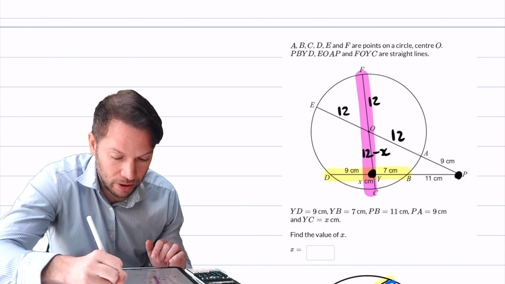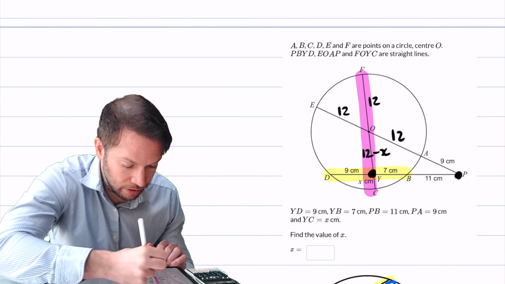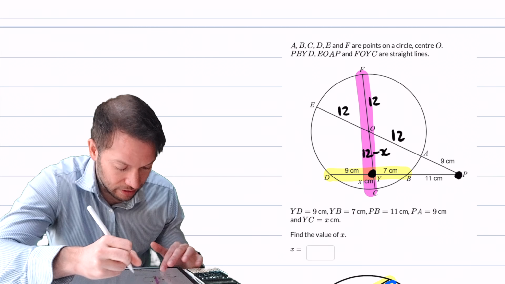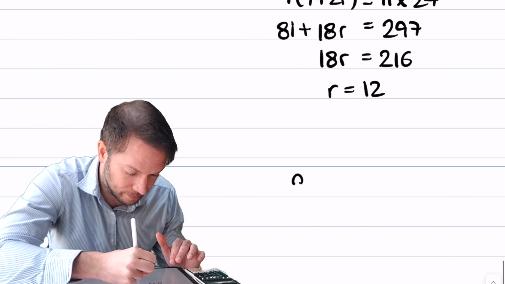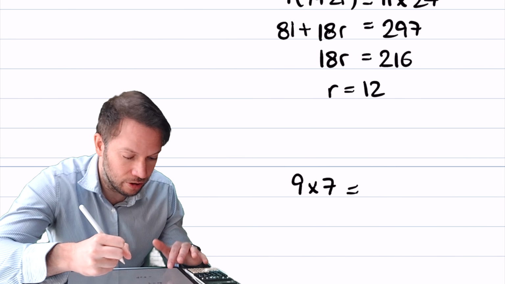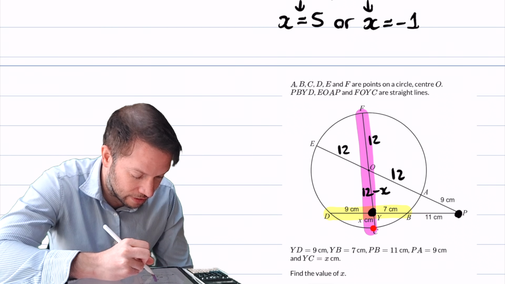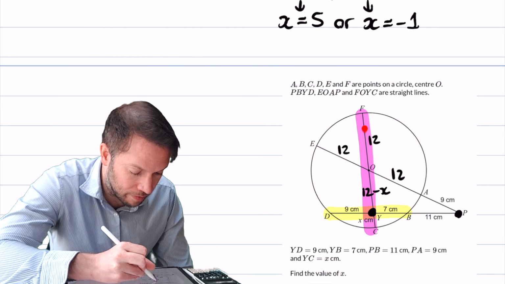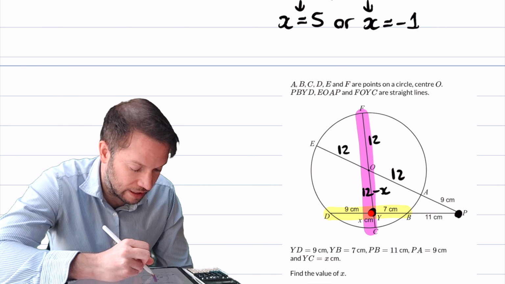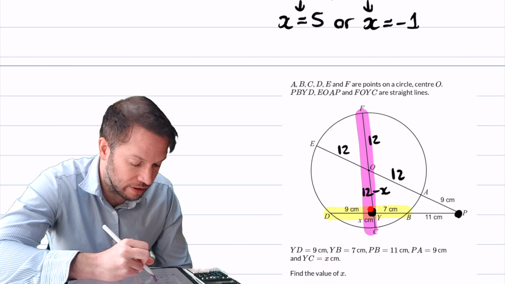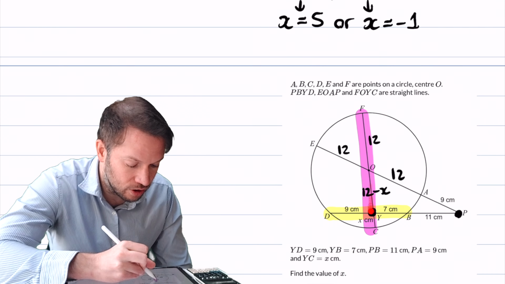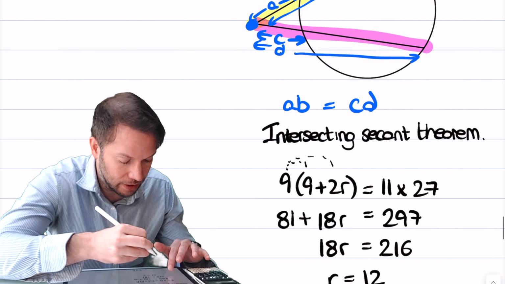So let's come up with an equation for that. Let's first do the easy one. So 9 times 7, that product. So 9 times 7 is equal to, and let's consider for the other line, where we've got this length to this point times this length on the other side of the point of intersection. So we've got this X times that length. Now that length here is 12 plus 12 minus X, which is 24 minus X. So it's X multiplied by 24 minus X.